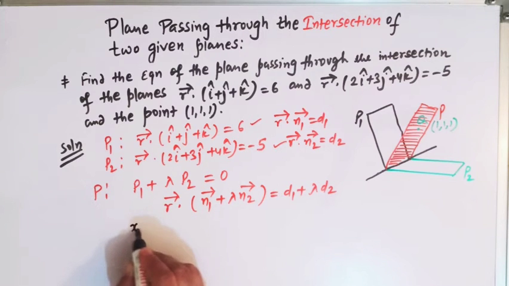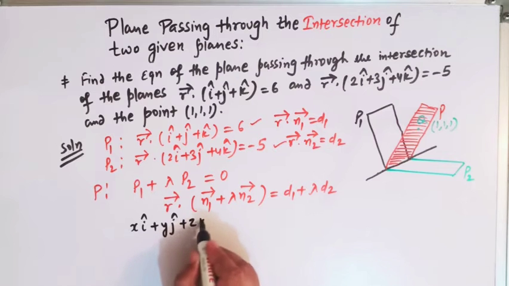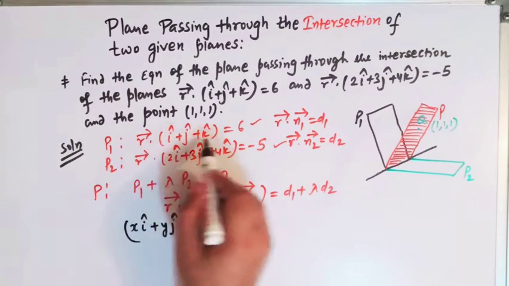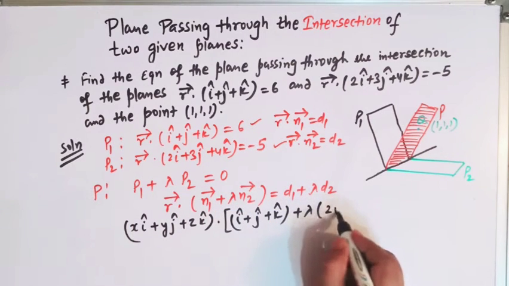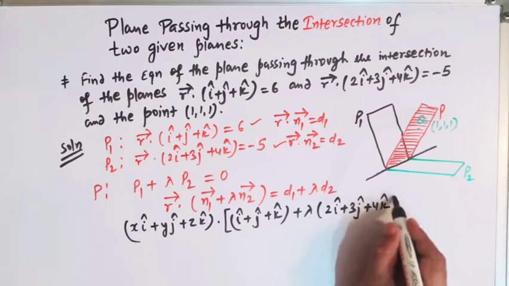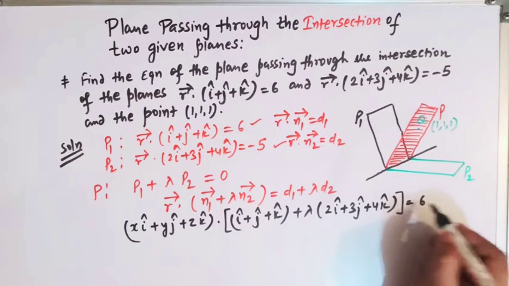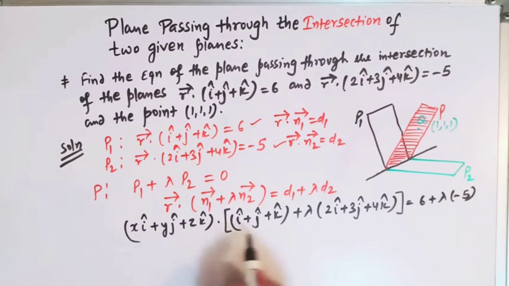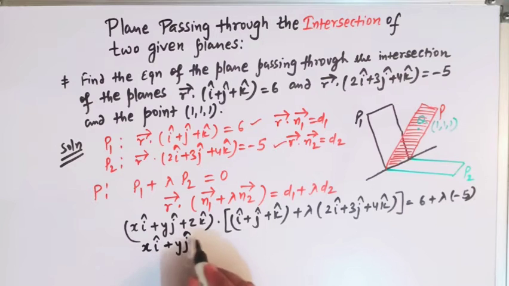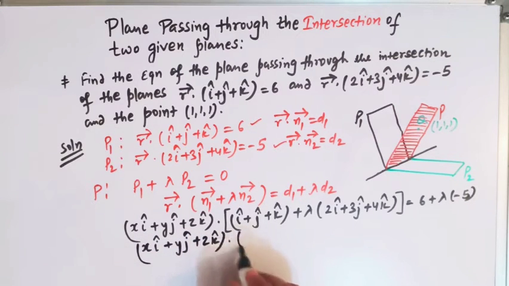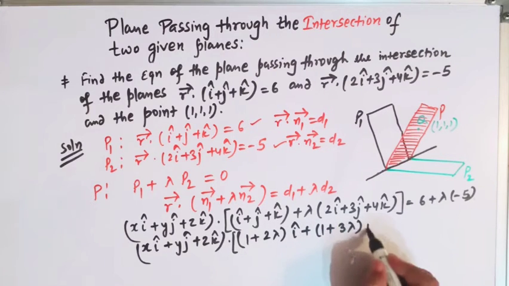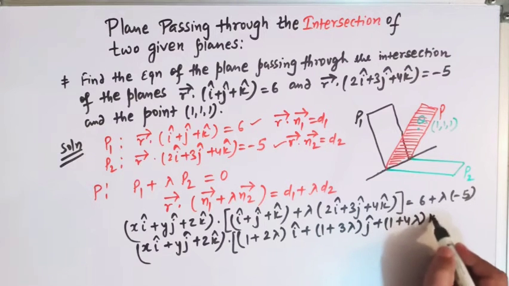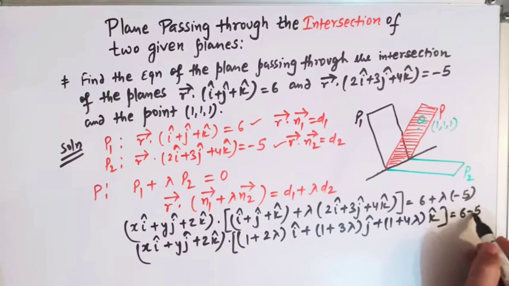Now here vector r is xi plus yj plus zk, and this is dot. Then vector n1 is i cap plus j cap plus k cap plus lambda times vector n2, which is 2i cap plus 3j cap plus 4k cap, and then d1 is 6 plus lambda times minus 5. Now viewers, this can be written as xi cap plus yj cap plus zk cap dot, and collecting the like terms, we have (1 plus 2 lambda) i cap, then (1 plus 3 lambda) j cap plus (1 plus 4 lambda) k cap, right? And this is equal to 6 minus 5 lambda.